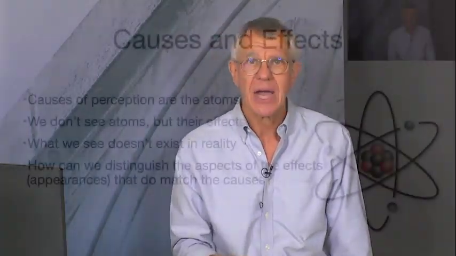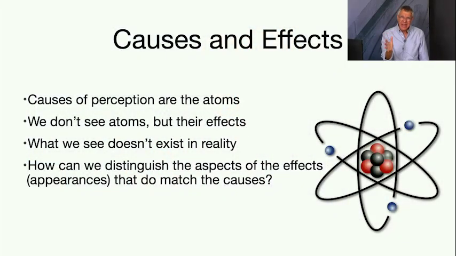What's represented in my consciousness is that ordinary table. But lurking behind it in some way is that physical table that's actually the cause of my perception of the table, even though it isn't at all like what is represented in my perception of the table. Well, here's how we might put it then. The causes of perception are the atoms, the atomic structure, the waves, the things that are really there according to the physics. But we don't see any of those things. We just see their effects. What we see, therefore, doesn't really exist in reality.